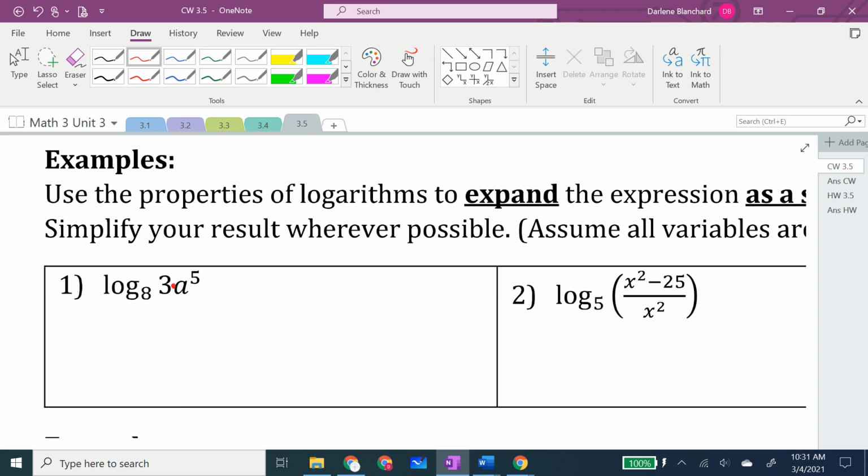So that multiplication inside the logarithm becomes addition between 2 logarithms with the same base, separating the multiplication to have a 3 separate from an a to the 5th power. With our new log rule, we can expand this logarithm further.